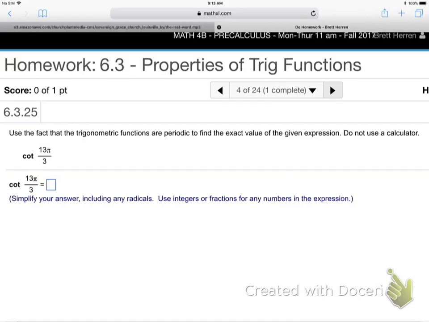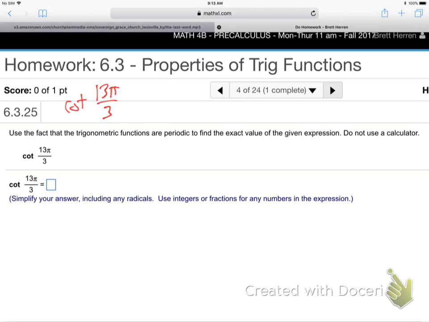So cotangent of 13 pi over 3. What should we do with that? Well, I don't know. That's a big angle. We should subtract. That's more than all the way around, right? That's more than 2 pi, isn't it? So what you should do is subtract. I mean, you can convert to degrees if you want to, but really we just need to subtract full rotations. Subtract 2 pi to get it down within 1 rotation.